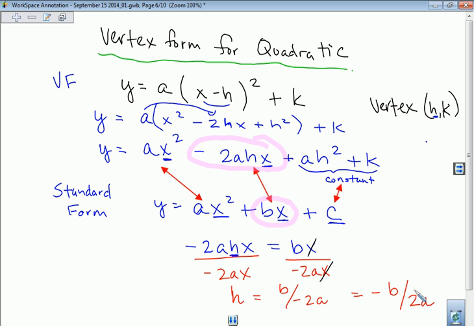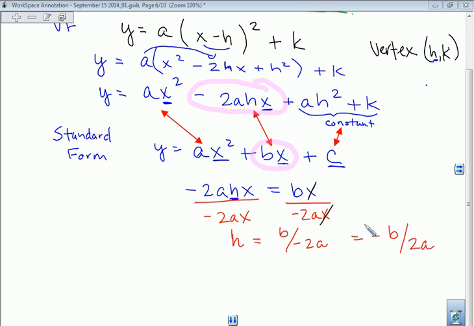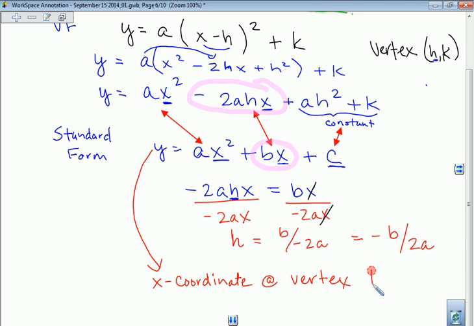Does h simplify to negative b over 2a for you? Yes. Yeah. So if you're given standard form, to find the x coordinate at the vertex, all we have to do is say that the x coordinate at the vertex, which we usually represent by h, is equivalent to negative b over 2a.